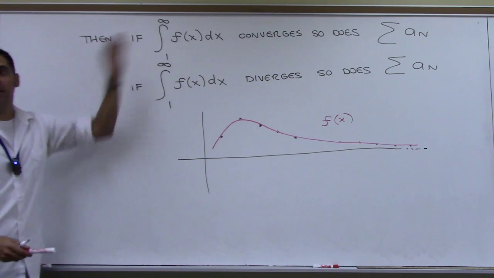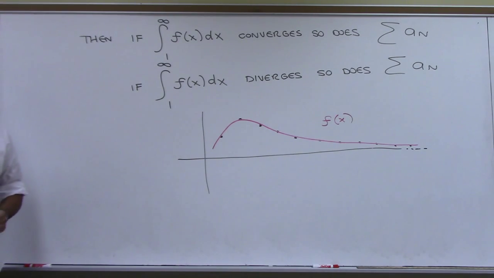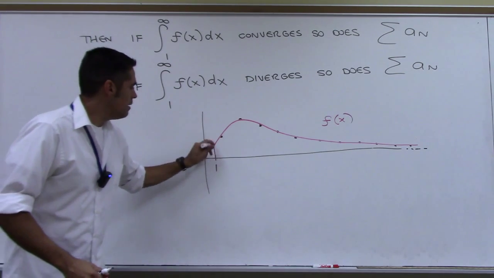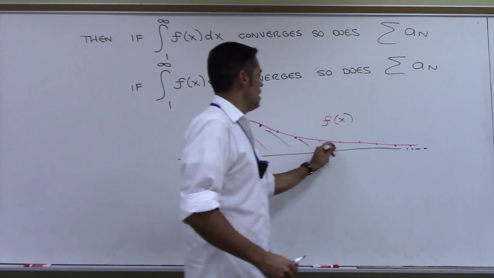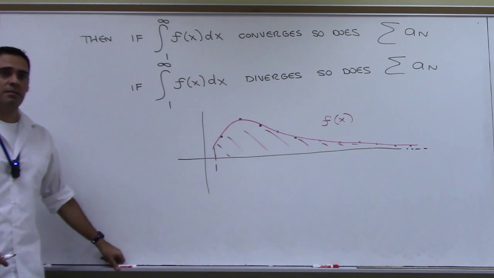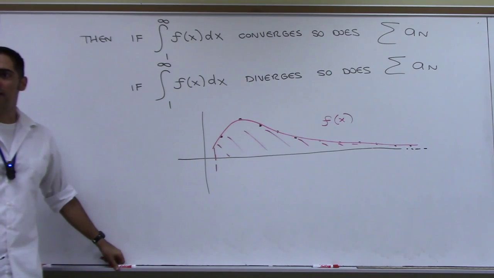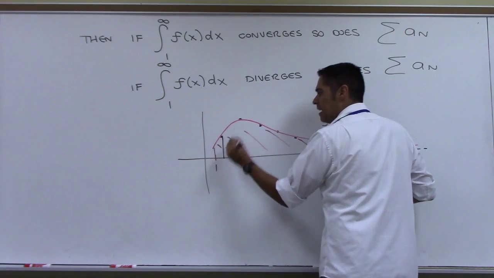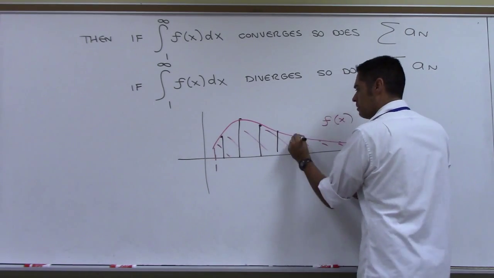Geometrically, what does that integral represent? The area underneath that red curve, doesn't it? It means starting at 1, find that area, right? If that area is finite, then the sequence has to be finite. Or the series does, because isn't the series just adding the heights of each of these lines?